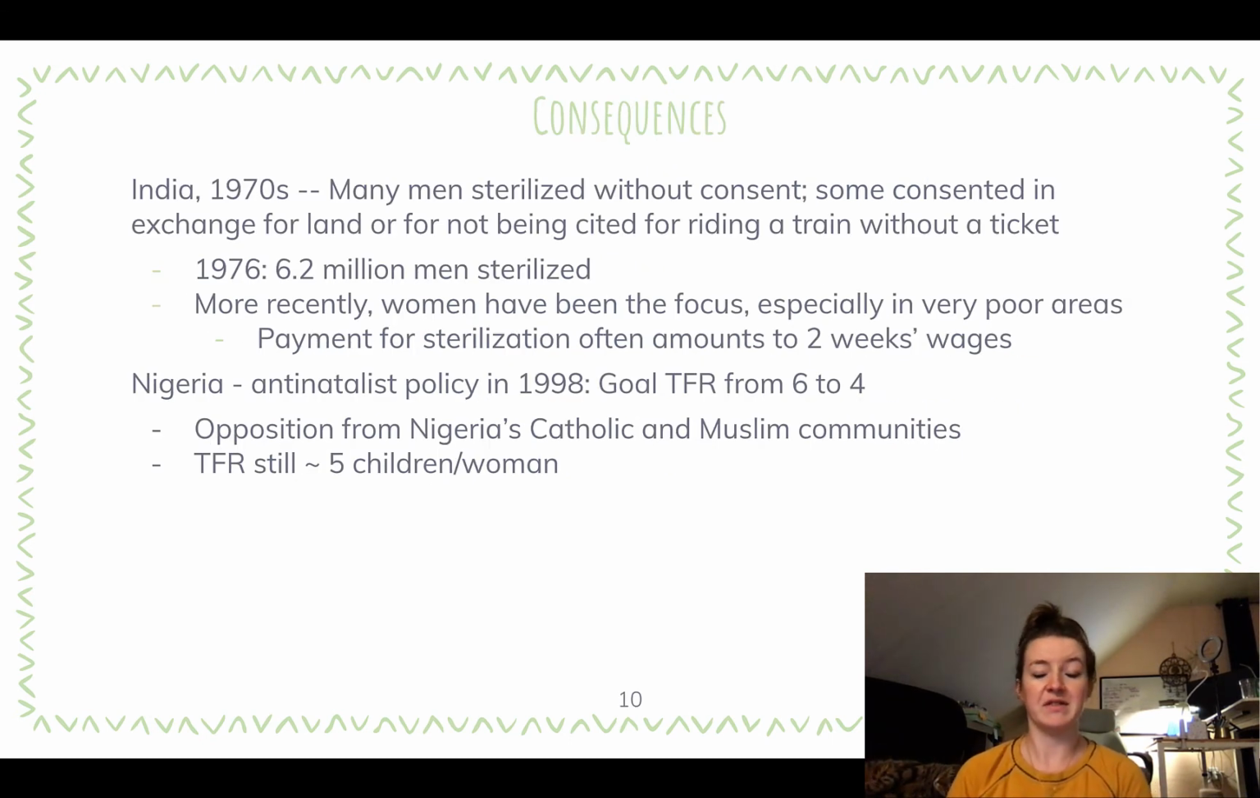Okay, so some consequences, and there are a lot. In India in the 1970s, as we talked about, there were sterilization camps. So we had a lot of men who were sterilized without their consent. Some did consent, but it was realistically under coercion. So they would consent in exchange for land and for not being cited for something as little as riding a train without a ticket. Remember that we're talking about people in extreme poverty, so they were often extorted to be sterilized. In 1976 alone, there were 6.2 million men sterilized.